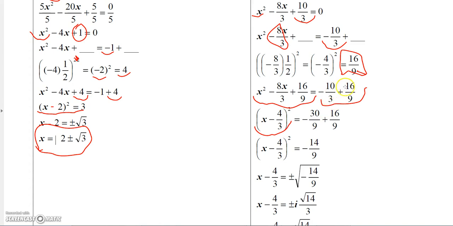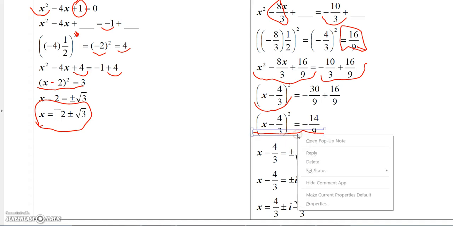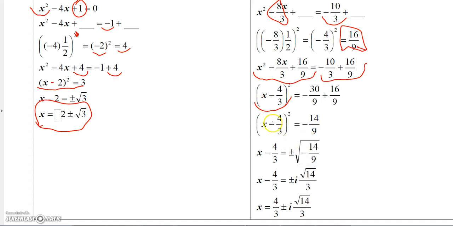Okay, now to combine these I need a common denominator, so I'm going to multiply negative 10 thirds by 3 over 3. And if I do that, I get negative 30 over 9. So now I get negative 30 over 9 plus 16 over 9 here, and that's going to be the same as negative 14 over 9 there. Now, what I want to do next is apply the square root theorem to that. So that would give me just x minus 4 thirds by itself equal to plus or minus the square root of negative 14 over 9.